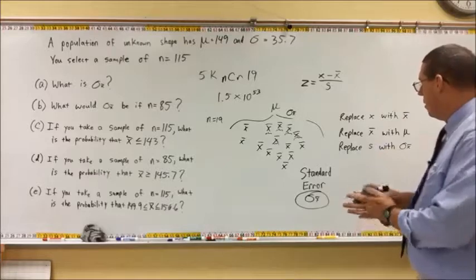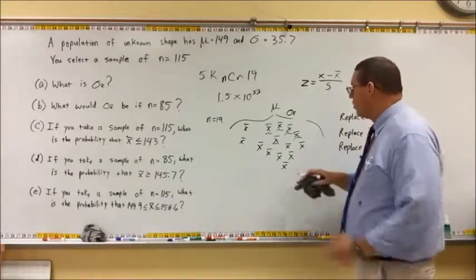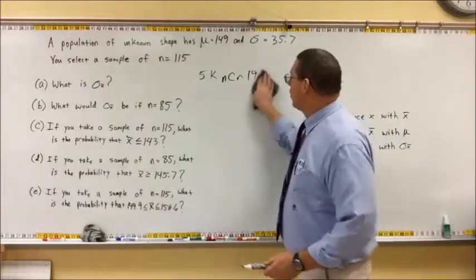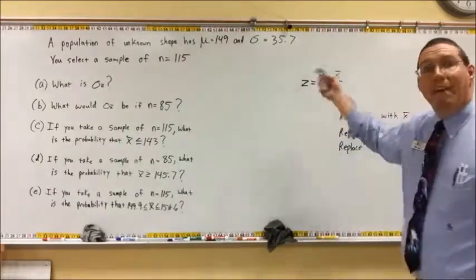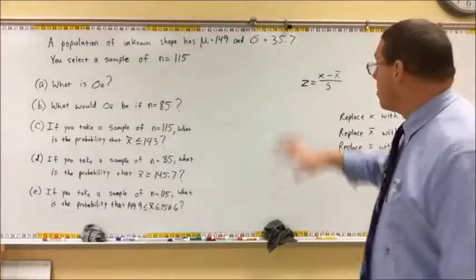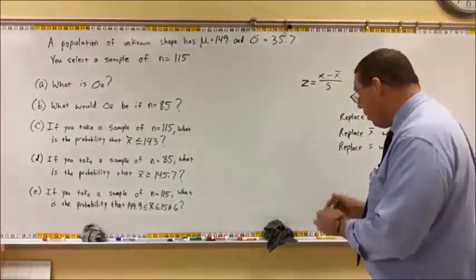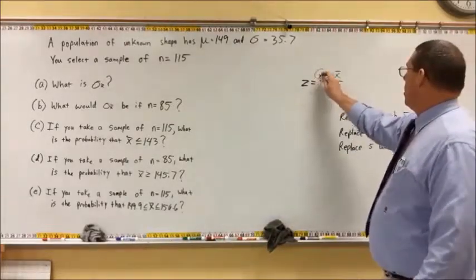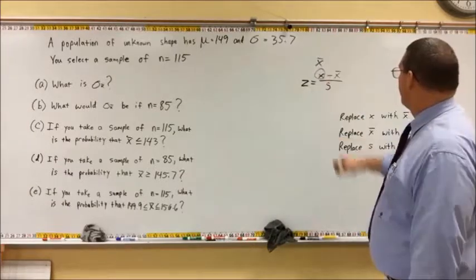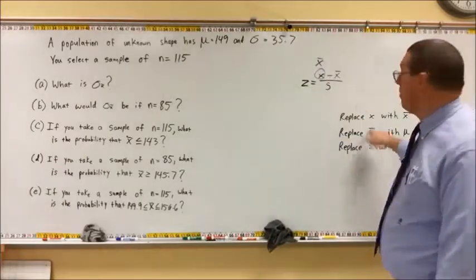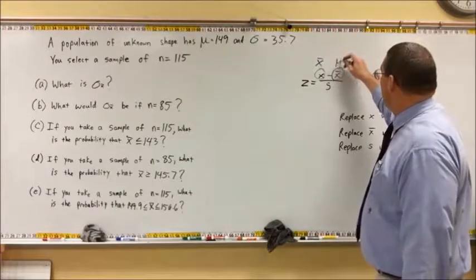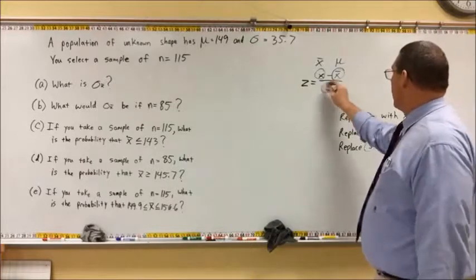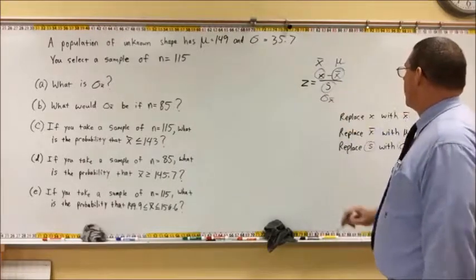And so now here's our formula. The reason I'm going through all this is so that you can understand the change I am about to make to our Z formula. We're going to have a new Z formula. It's basically the same thing, but we're going to replace x with x bar. We're going to replace x bar with mu, and we're going to replace s with the standard error.